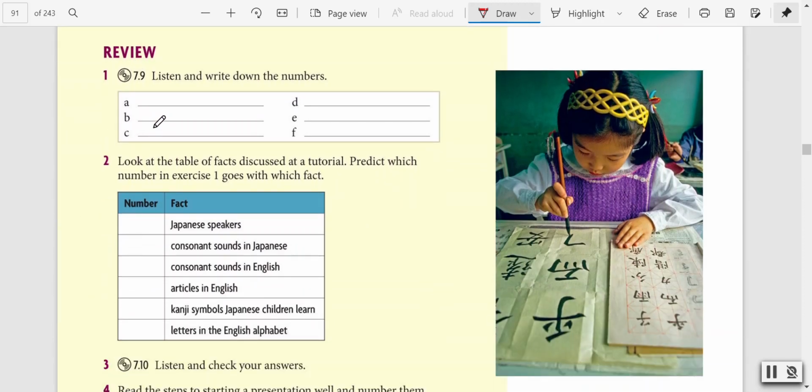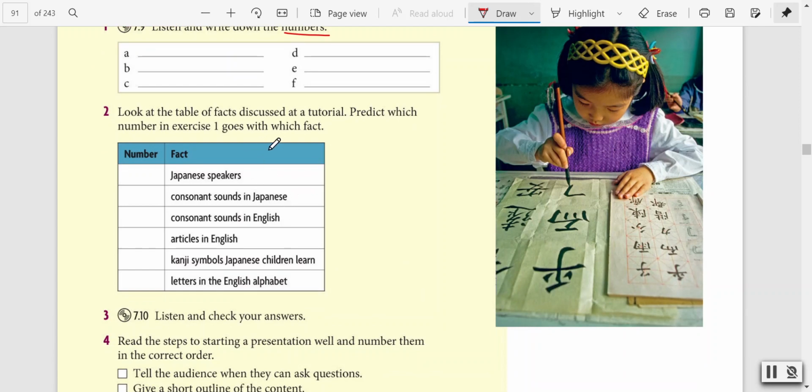In here, in exercise number 1 in the review, we have numbers. You can check it at the end of your book, or you can listen to the audio and write down the numbers that we have. Okay, you will hear some numbers. Please write them down in the correct spelling and look at the table of facts discussed at the tutorial. Predict which number in exercise number 1 goes with which facts. Okay, in here these numbers that you will write down, you must recognize which word is suitable with which facts.